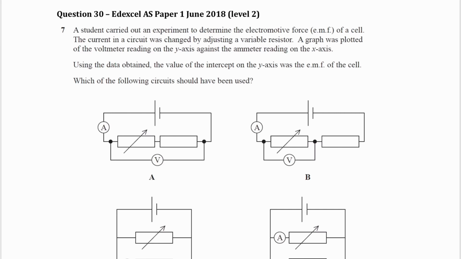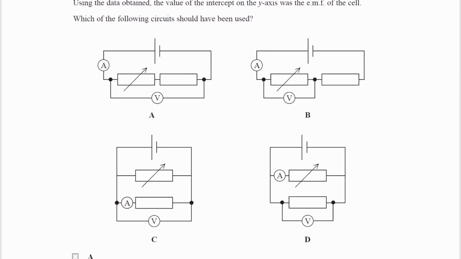So we're trying to work out the EMF of a cell. We have 4 different circuits that we could potentially use. We're plotting a graph of terminal PD against current, voltage against current, whatever the voltmeter reads against current. And then we're trying to figure out which one of these circuits would give us a y-intercept of the EMF. So I'm going to go over a bit of fundamental theory first before we look at the options.